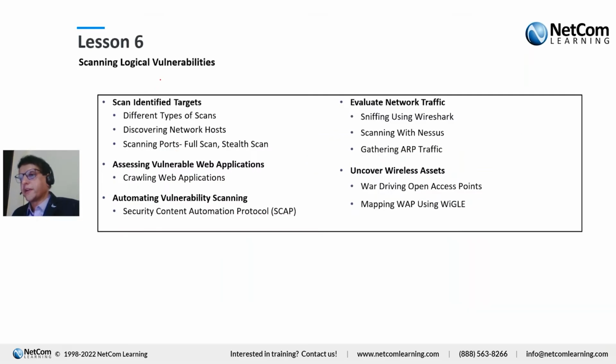Scanning logical vulnerabilities. So here we scan identified targets. Define the types of scan, discovering networking hosts, or what kind of scan will be running. Is it a full scan? Is it a stealth scan? Or assessing vulnerable web applications, crawling web applications here, or automatic vulnerability scanning using this protocol. So we'll be understanding everything in detail. How to check the network traffic using Wireshark, using Nessus, using ARP traffic. So we'll be understanding that traffic in detail, and uncover wireless assets like war driving, open access points, or mapping WAP using Wigle. This is another tool which we'll be understanding here in detail.